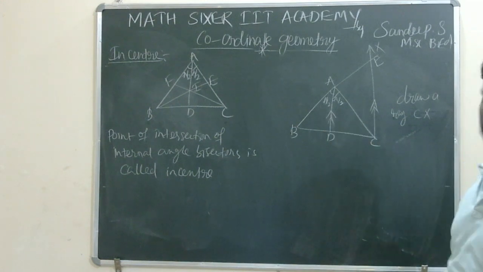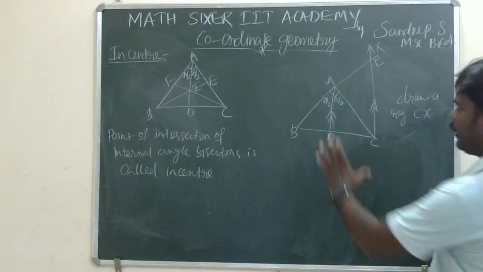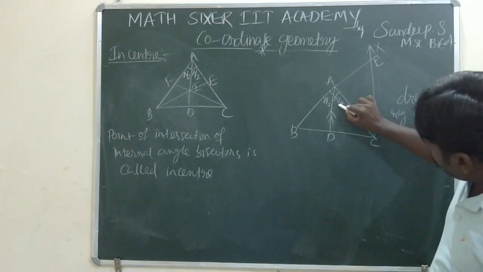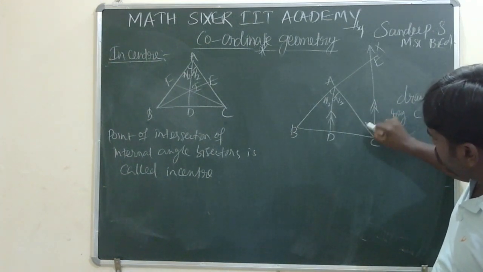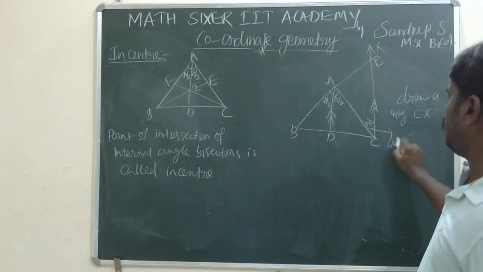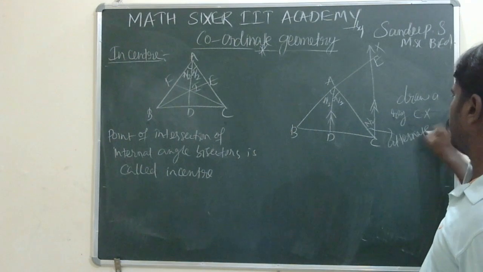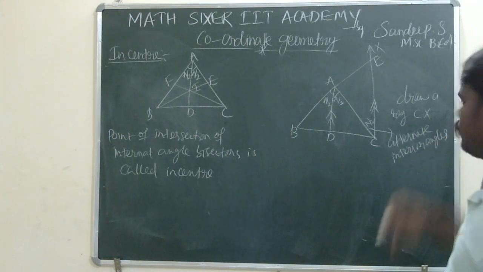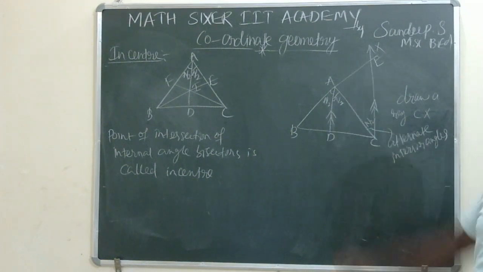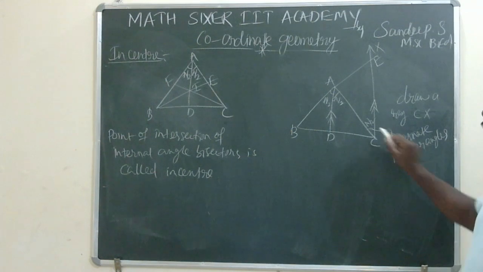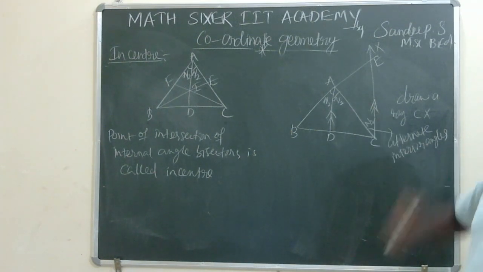So here AC is a transversal, so alternate interior angles are equal. Hence it is equal to A by 2. Even this theorem, alternate interior angles are equal, is also one of the important theorems. So by that we can say these two angles are equal. So this is A by 2, hence this is also A by 2.